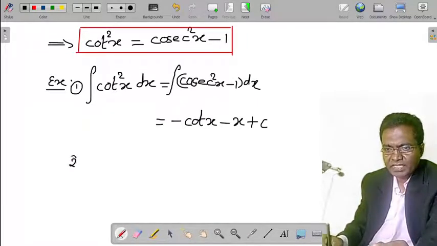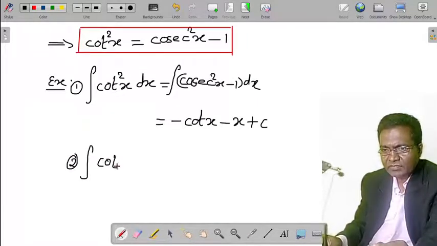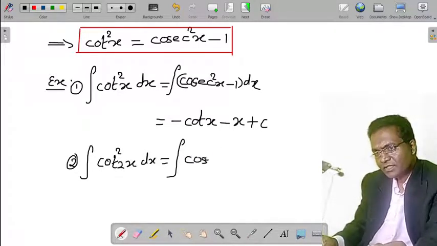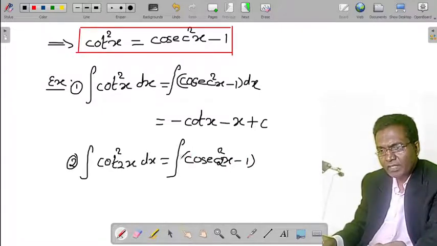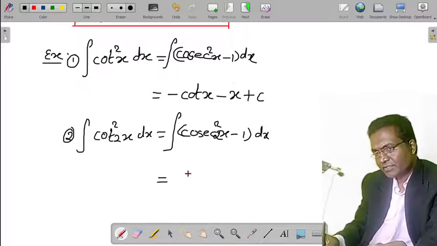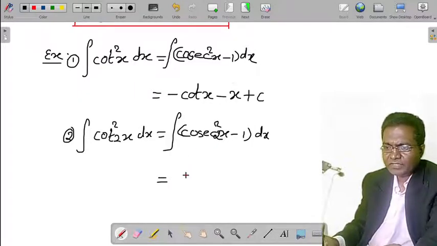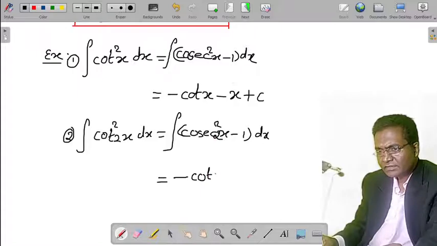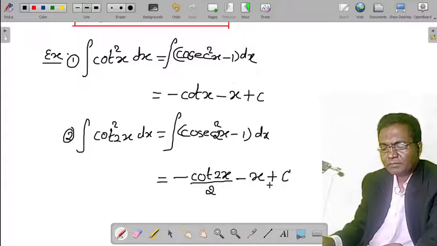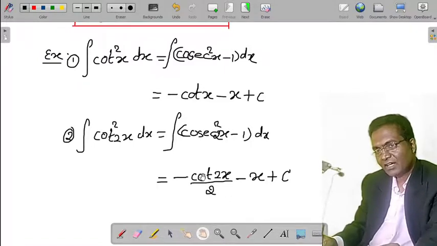Similarly, if you get a situation like this, the integration of cot square 2x dx, you can express it as cosec square 2x minus 1 into dx, which equals the integration of cosec square, which is minus cot, but we have 2x here, so you have to write minus cot 2x by 2, minus the integration of 1, which is x, plus c.